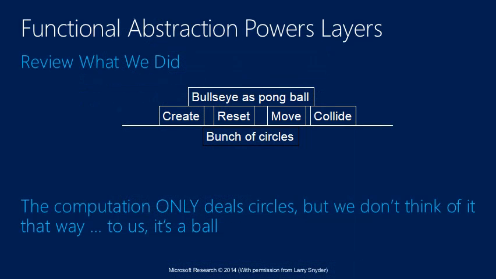Okay, so in this example, we used a bullseye as the pong ball. And once we've created this bullseye, we had reset, move, and check for collision. But to the system, it's actually a bunch of circles. But to us, we're dealing with a bullseye. So even though our center bullseye ball is 3 or 4 concentric circles, we don't actually have to move each circle separately. We can just do it all as move the ball. Okay? Well, that's a cool thing about abstraction and functions.